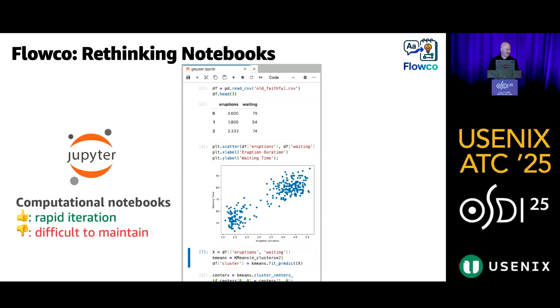Three hands go up? OK. All right. So fine. I don't know. It could just be like, I'm a fan of Jupyter.